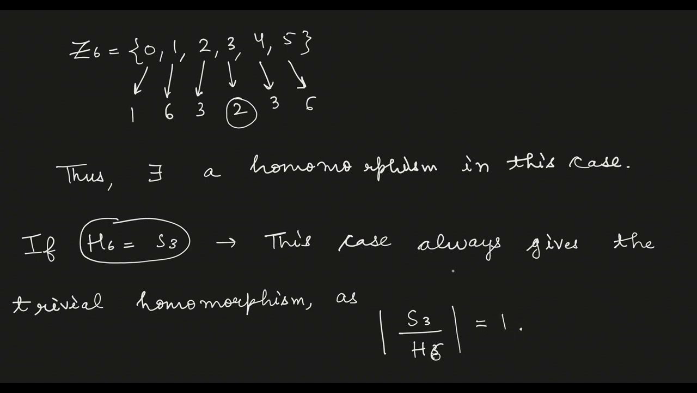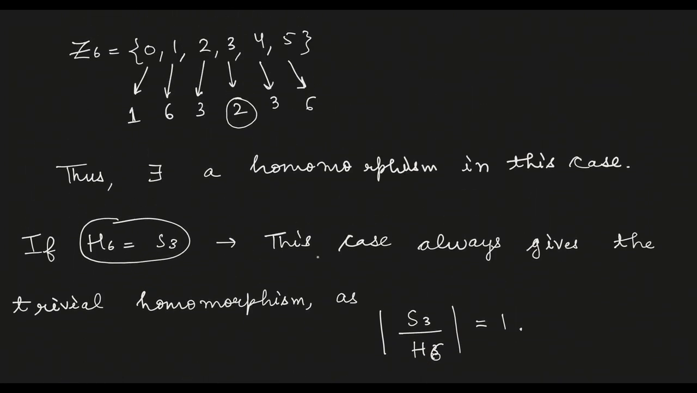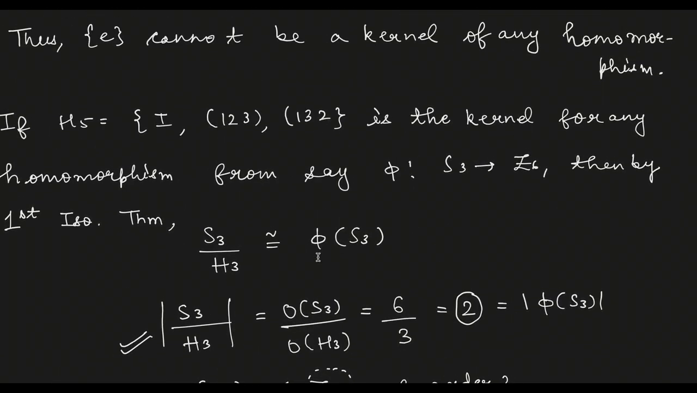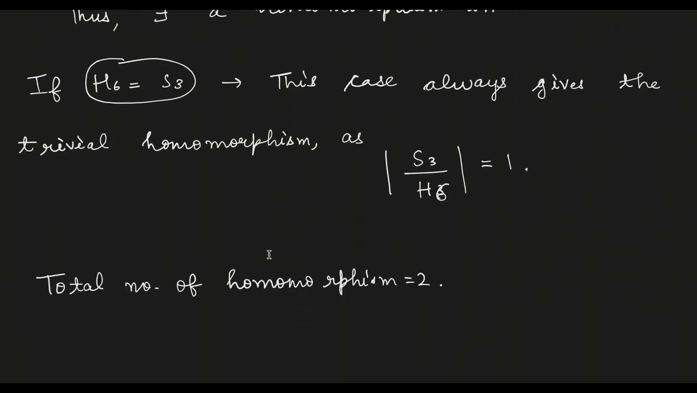And if I want to check the number of elements of order 1 in Z6, then I am getting one element of order 1 in Z6. So total number of homomorphisms will be 2. One for H6 equal to S3 and one for H5. Yes, 2. Total 2 homomorphisms.